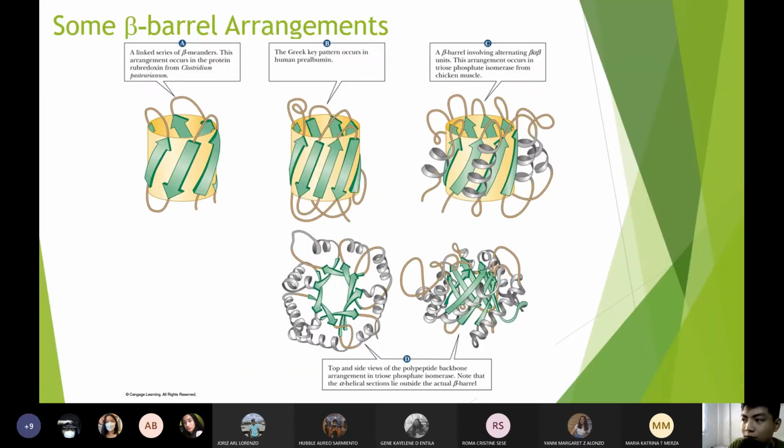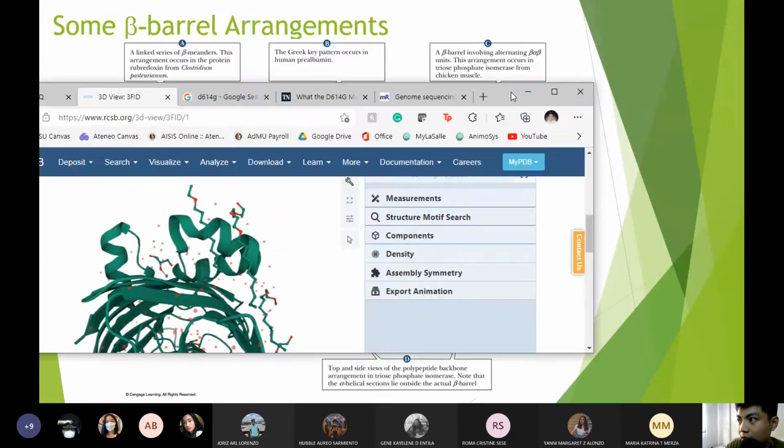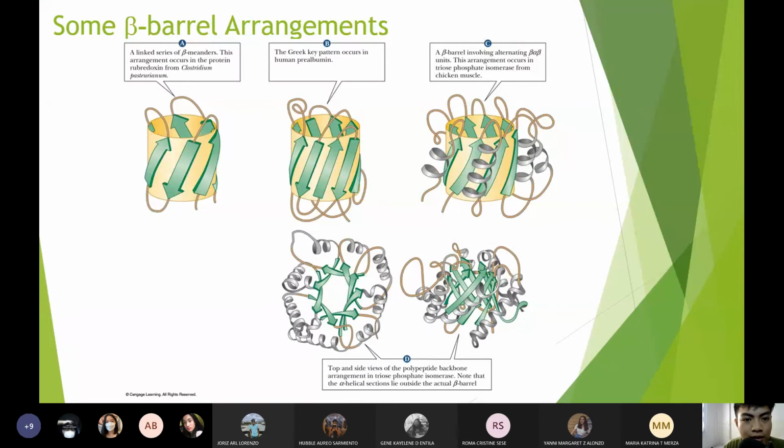Okay? So yan. And nung nakita ko tong protein na to, sabi ko, ang galing. Okay? So try natin ni Google to. Pakita ko sa inyo yung kanyang sa protein data bank natin. Okay? Para mas makita natin yung para maikot-ikot natin siya.